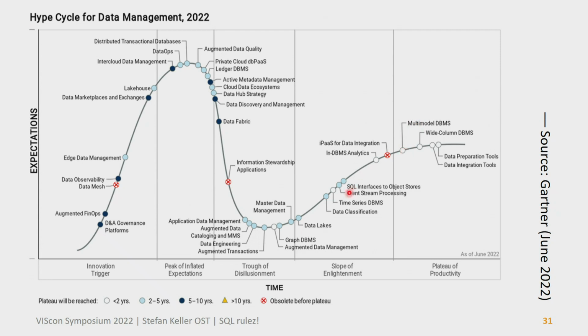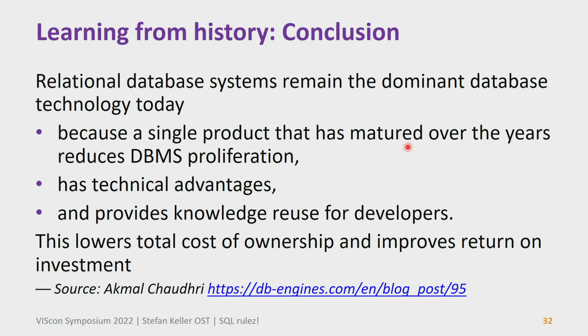And we do have time series, which is interesting, for example, and data lakes and things like this. So quite some interesting stuff going on, but it's in the maturation phase here. So the conclusion is relational database systems remain the dominant database technology because a single product has matured. That's what I want to say here.